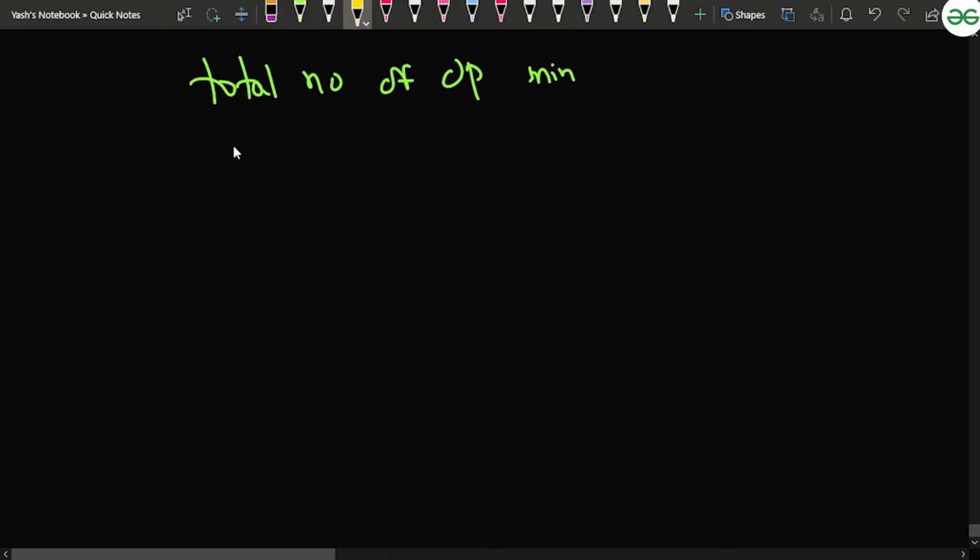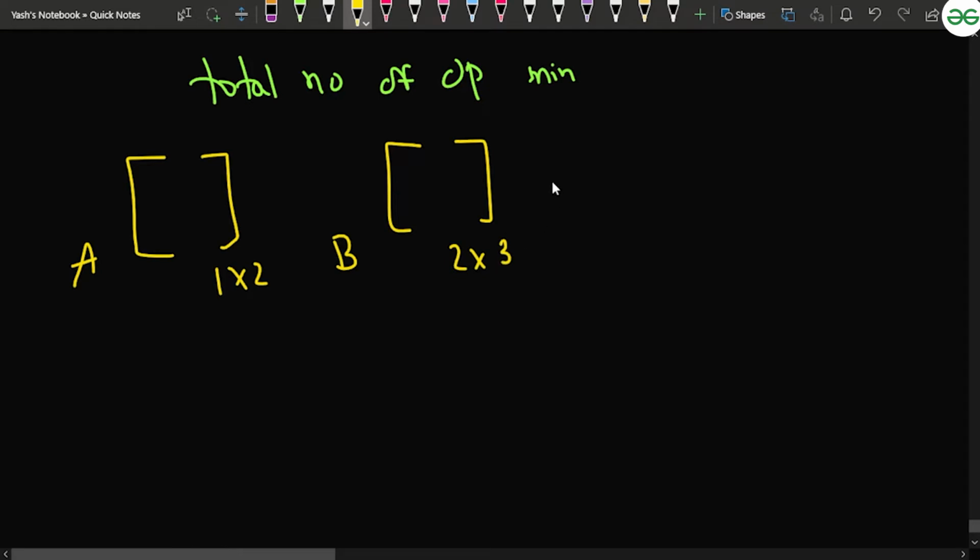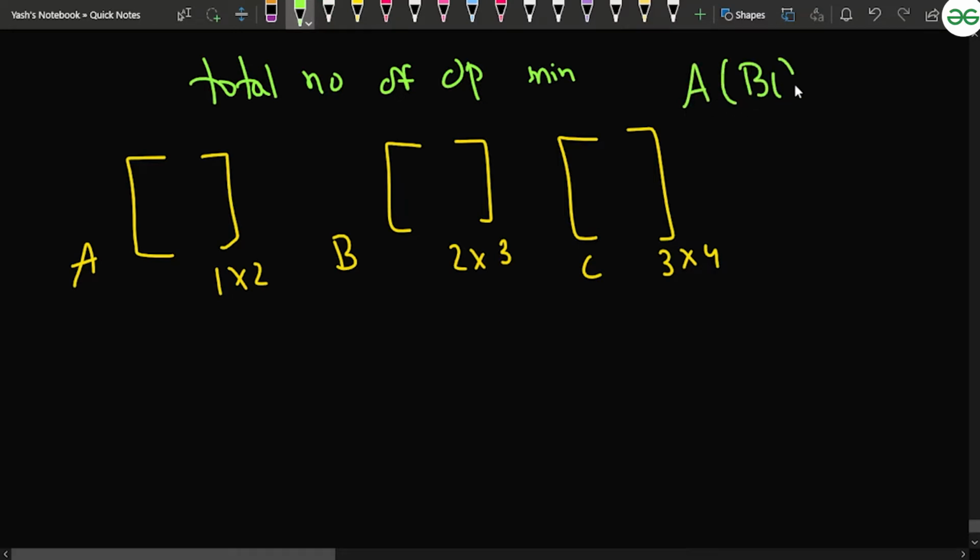Now what do we mean by that? Is there any difference when we multiply matrices in terms of operations? Yes. Suppose there is a matrix A of dimension 1 cross 2, a matrix B of dimension 2 cross 3, and another matrix C of dimension 3 cross 4. If I apply the associative property, then A into BC, where BC is multiplied first and then the result is multiplied with A, is equal to AB into C, because matrix multiplication is associative.